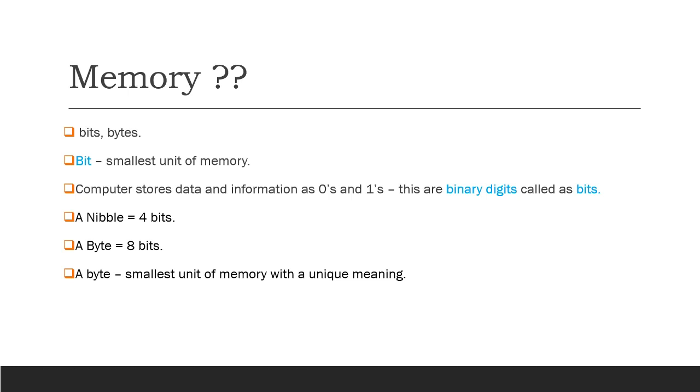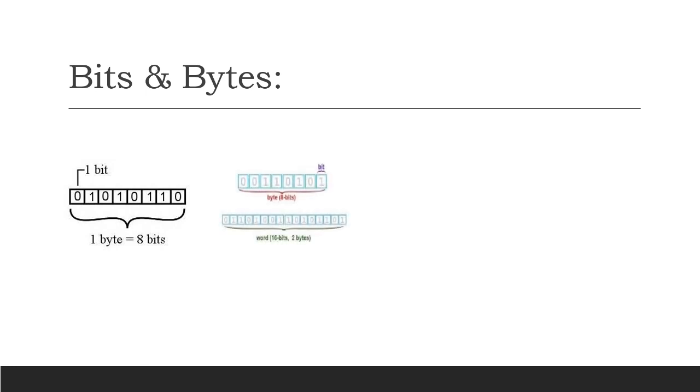Now we will see a basic array of these bits and bytes. Each of these zeros and ones are bits, and 4 bits combined together are called a nibble. 8 bits is called a byte. Similarly, 2 bytes is called a word.